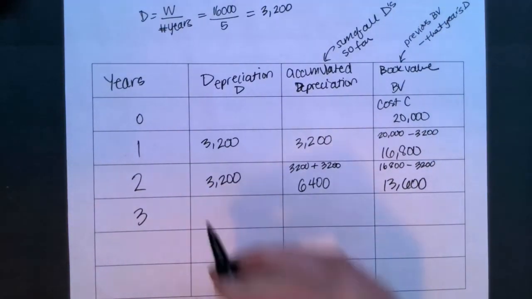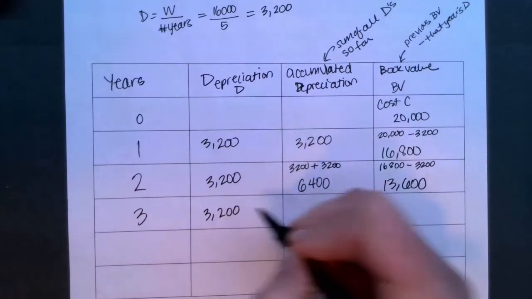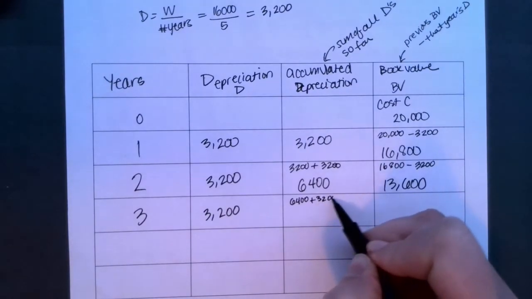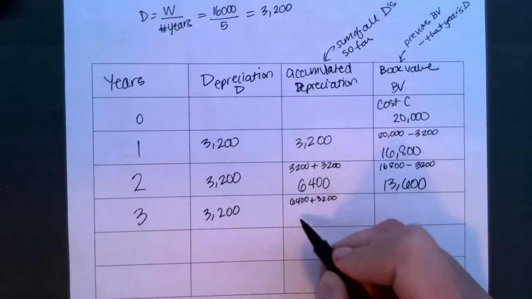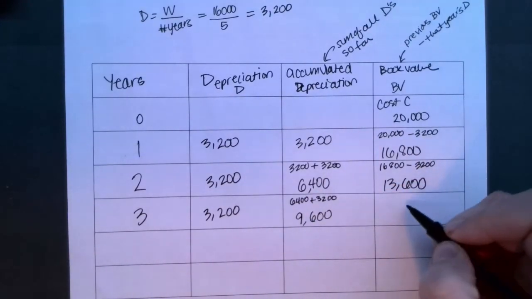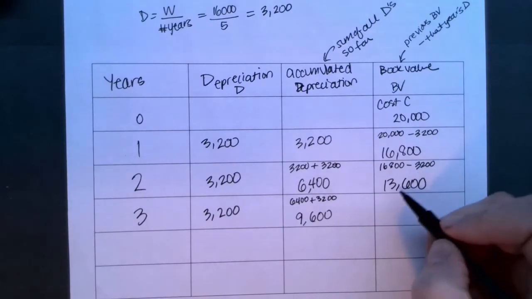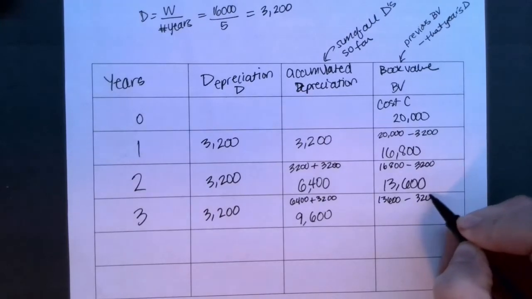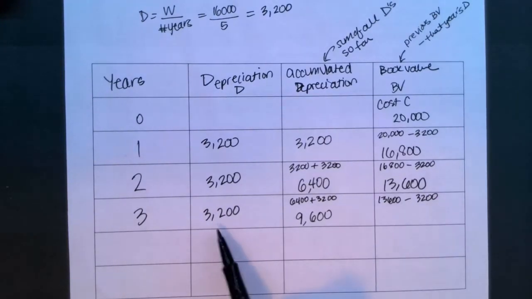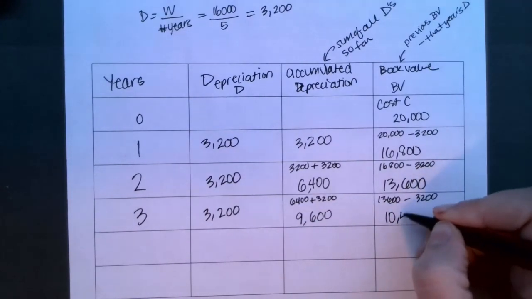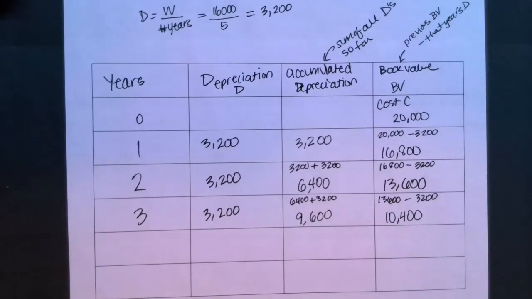Third year, we're going to have the same depreciation. Here we're going to add 6,400 plus our 3,200 to get our accumulated depreciation. That should give us 9,600. And then to get the current book value, we're going to take the previous 13,600 and subtract our 3,200. So again, we're taking the previous book value minus the D. And that would give us, after 3 years, we estimate the car is worth 10,400.